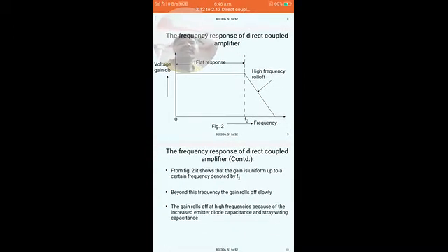Beyond the frequency F2, the gain rolls off slowly in the high frequency region. The gain rolls off at high frequencies because of the increased emitter diode capacitance and stray wiring capacitance. The gain is going to decrease at high frequencies because of the increase in the emitter diode capacitance and stray wiring capacitances at high frequency.